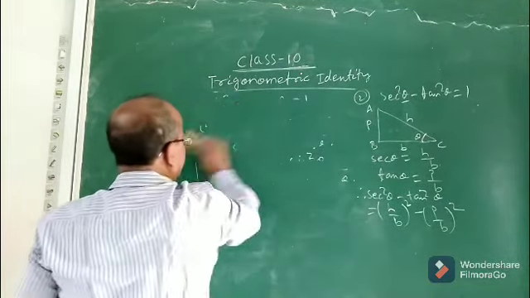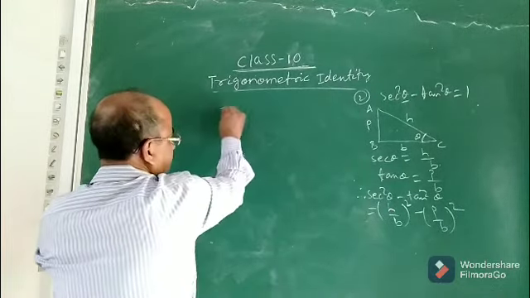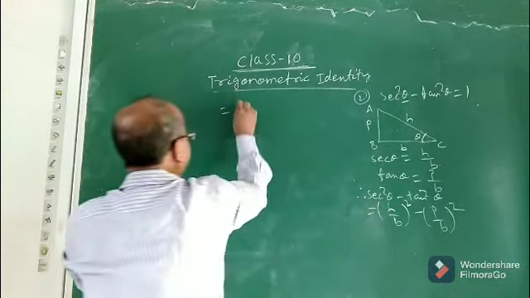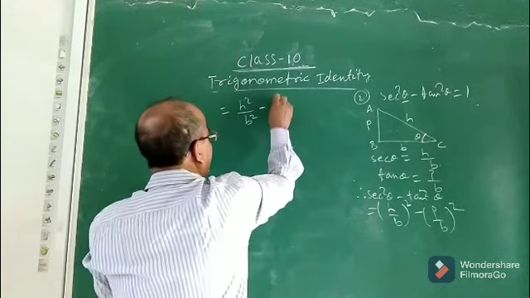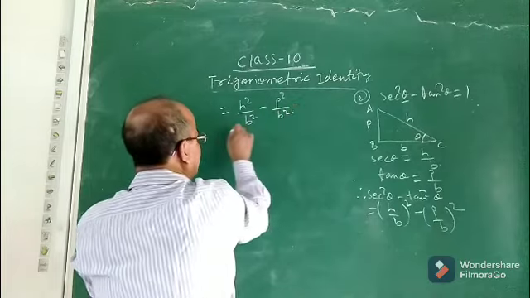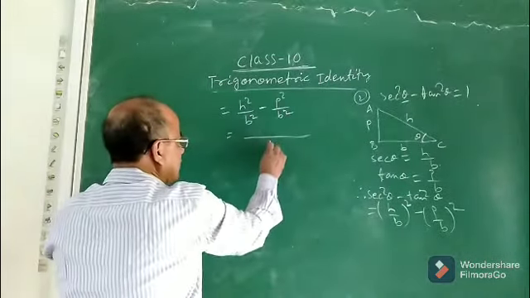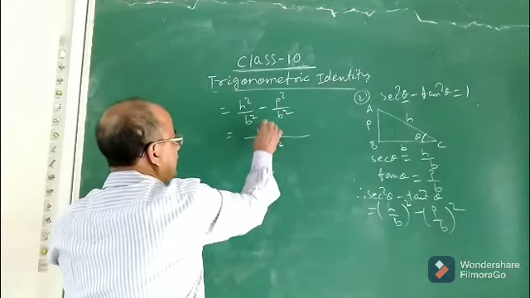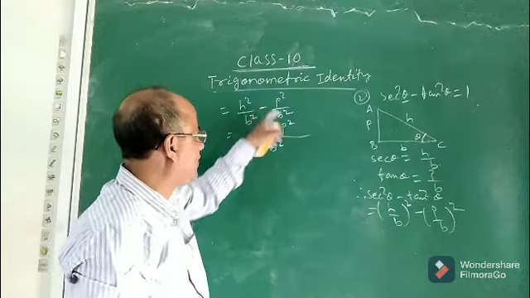Now this is equal to h by b whole square, which will be h square by b square, and p by b whole square equal to p square by b square. Now you take the LCM, because you are subtracting. So the LCM is b square, and so it will be h square minus p square. Now what is the value of h square minus p square?